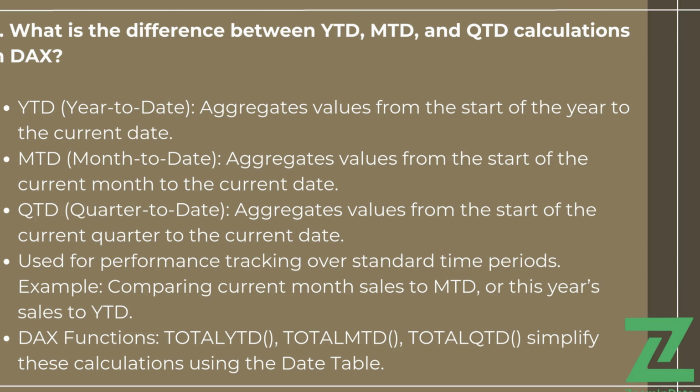Year-to-date aggregates values from the start of the year to the current date. Month-to-date aggregates values from the start of the current month to the current date. Quarter-to-date aggregates values from the start of the current quarter to the current date. Used for performance tracking over standard time periods. Example: comparing current month sales to MTD, or this year's sales to YTD. DAX functions: total YTD, total MTD, total QTD, simplify these calculations using the date table.